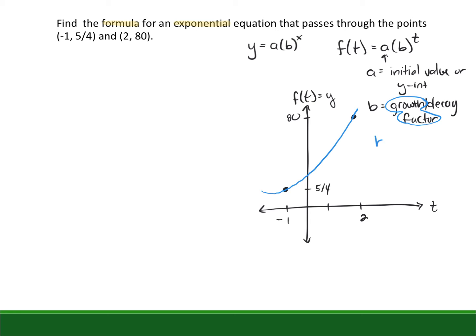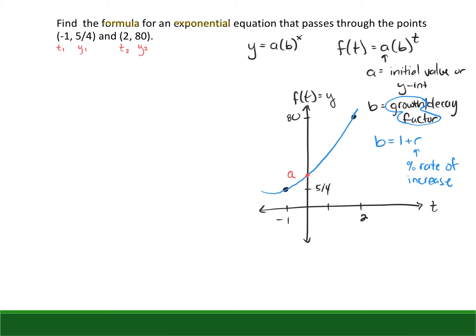So recall that when b is a growth factor, we always have 1 + r, where r is your percent rate of increase, okay? And then on this graph here, we can also see this marking here, which is going to be a. So that represents a, which is our y-intercept, where the graph crosses the y-axis. Okay, so the next thing that we're going to do is label my points, and I'm going to use t sub 1, y sub 1 as my notation. So that's the first point. And the second point, I'm going to call t sub 2, y sub 2.